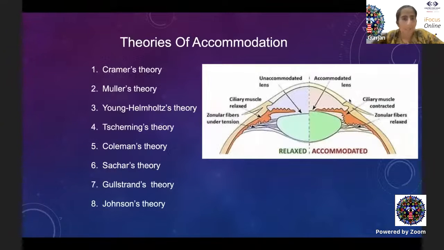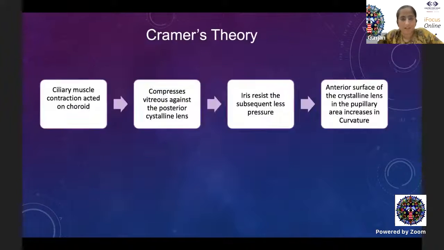Now, how does this take place? There have been various theories of accommodation which have been put forward. I'll be discussing in brief all the theories, but the basis of all these theories is that the ciliary muscles are going to contract and the lens is going to become more convex in shape. But how does this occur and why is it so?